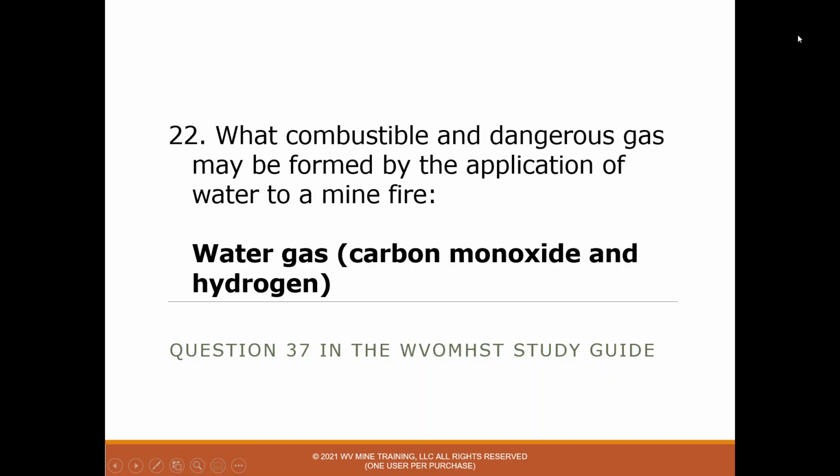22. What combustible and dangerous gas may be formed by the application of water to a mine fire? And the answer to that is water gas. And water gas is a combination of carbon monoxide and hydrogen.